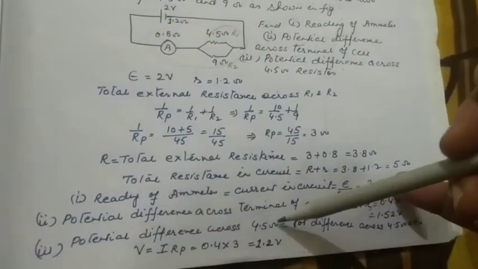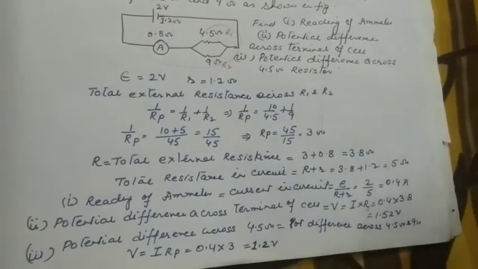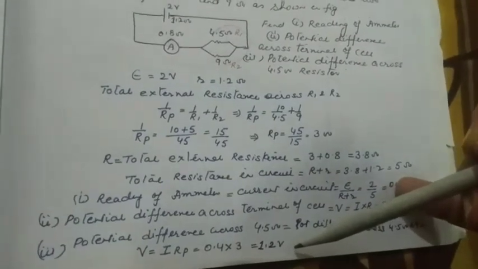Potential difference across 4.5 ohm and 9 ohm is the same. So V is equal to I into Rp, that is 1.2 volt.